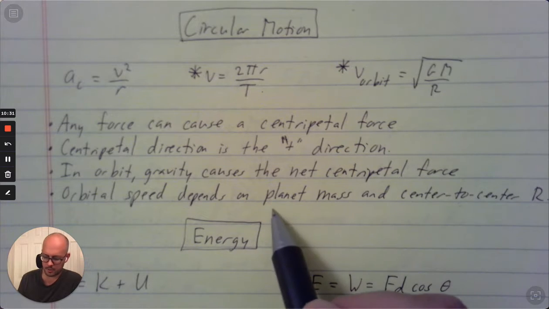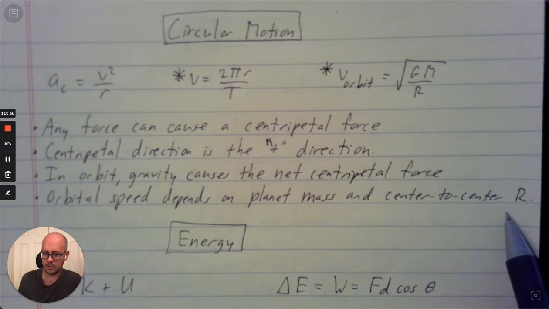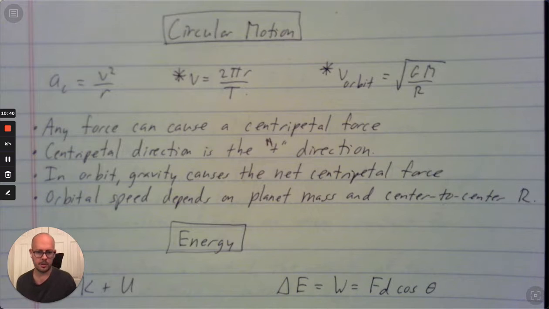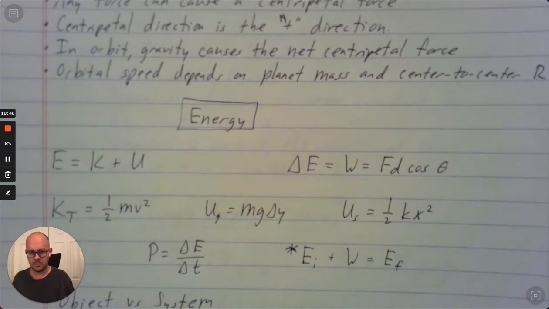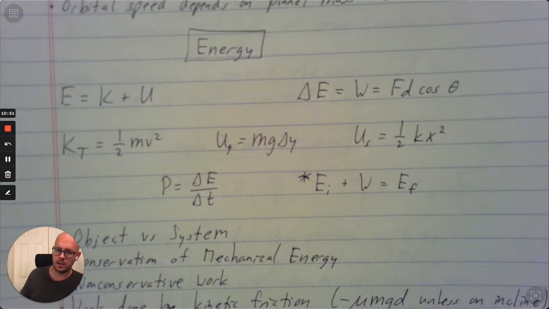It depends on the mass of the planet, that's the big M, and the center-to-center distance between the center of the planet and the center of the satellite that's orbiting. So again, this is just an extension of Newton's second law and the forces unit. Next big unit in physics was energy. So there's lots of equations going on here.